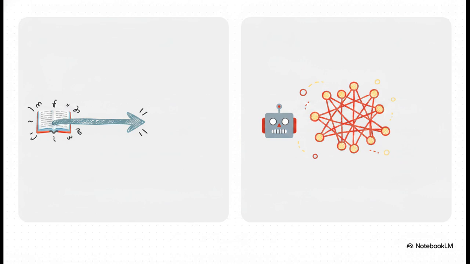This creates a terrifying mathematical reality called quadratic scaling. As the text gets longer, the math doesn't just double, it squares. The computational load grows exponentially with every additional word, making it a completely exhausting task for the system.